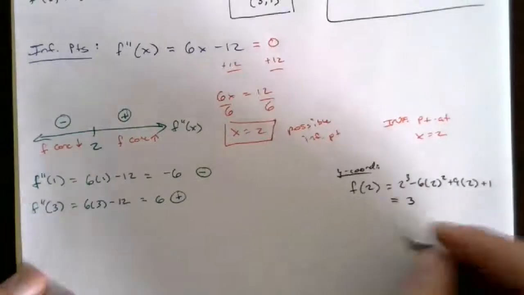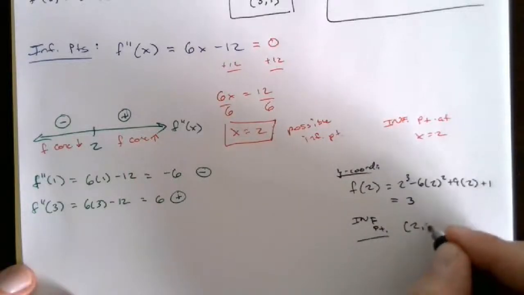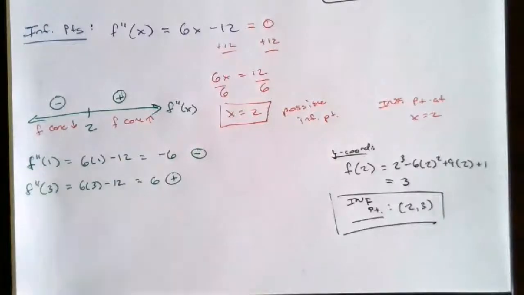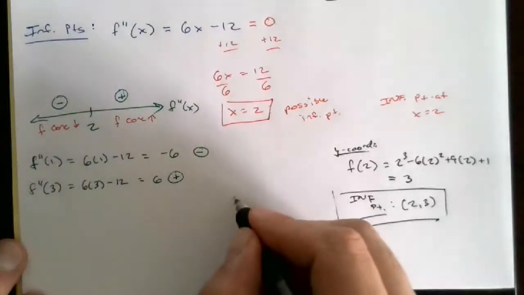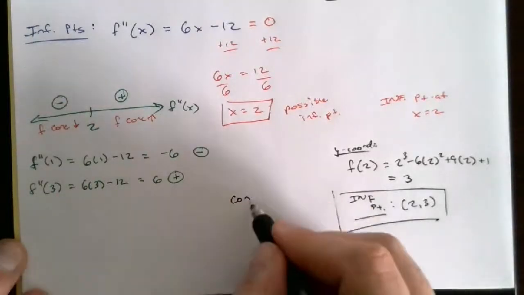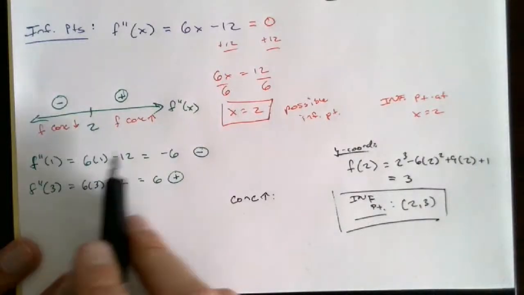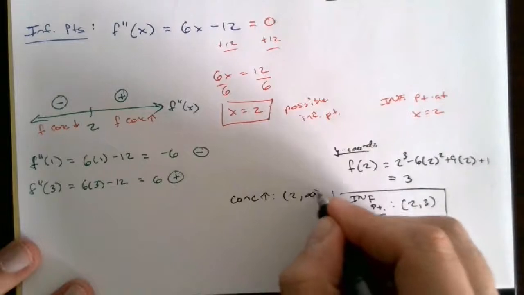So the inflection point has coordinates 2, 3. So that's a point on our graph that we know about. We also know about the intervals where concavity changes. That's what this number line really tells us about when we do a number line for f double prime. We know that our original function is concave up everywhere to the right of 2. So it's concave up from 2 to infinity.